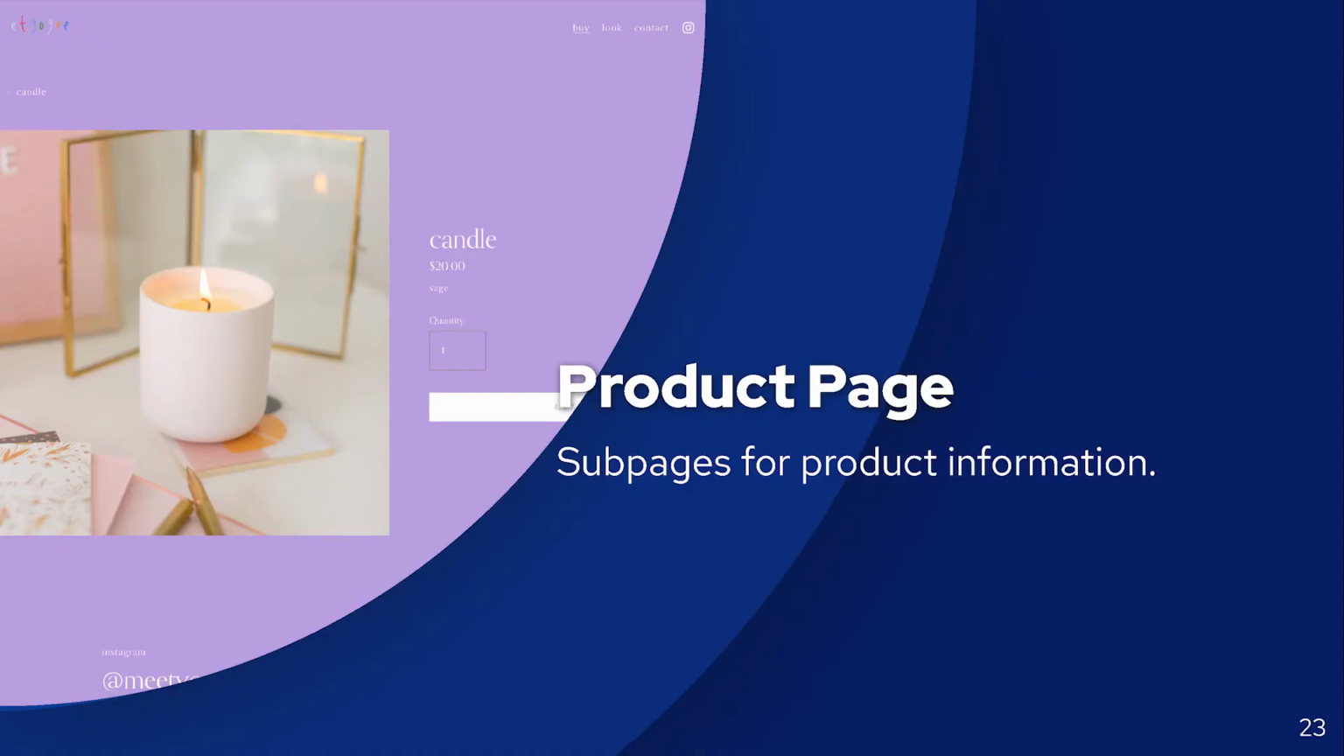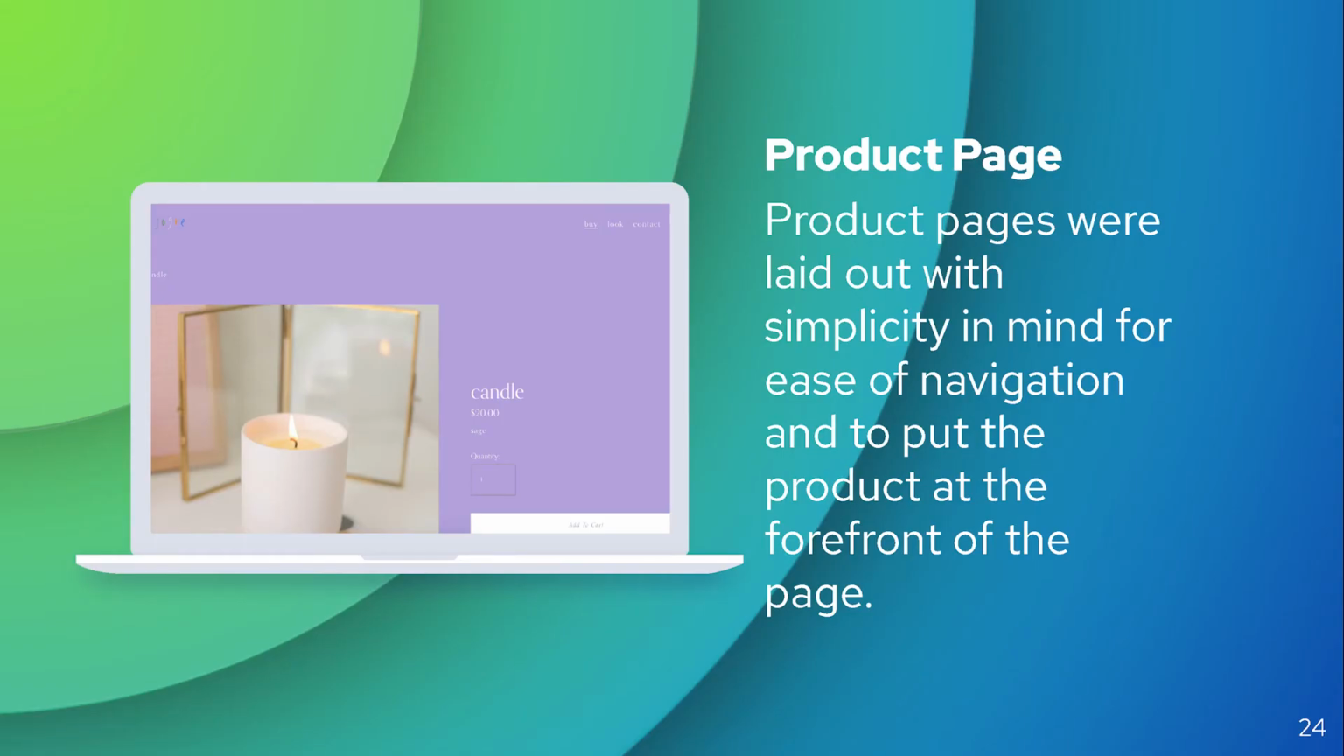Then we have the product page, which are the sub pages for product information for some of the merchandise pieces. The product pages were laid out with simplicity in mind for ease of navigation and to put the product at the forefront of the page.